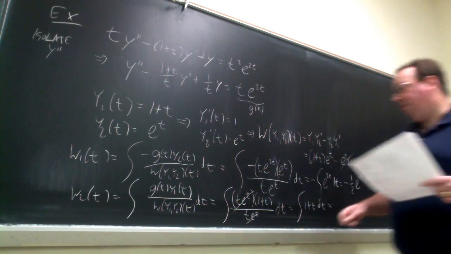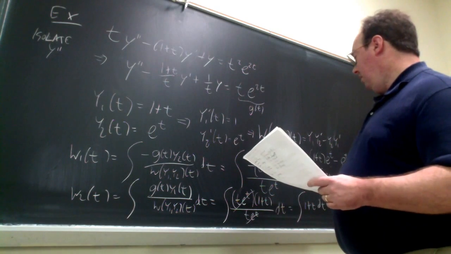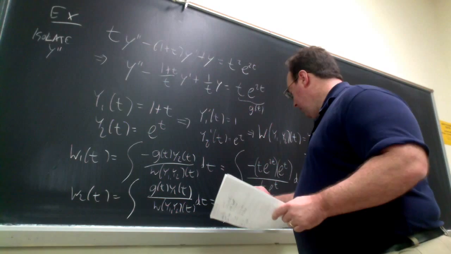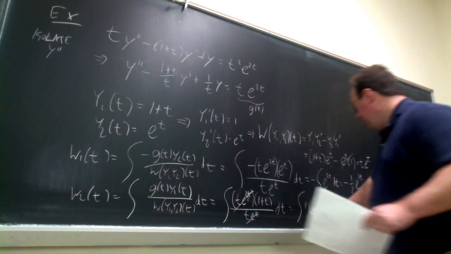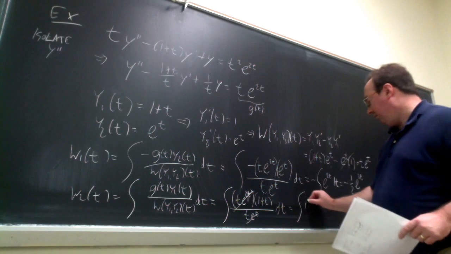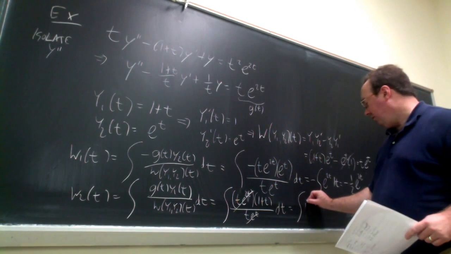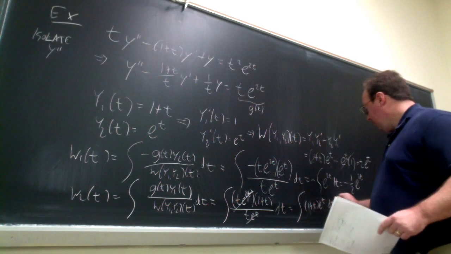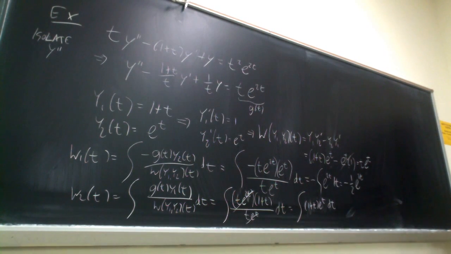Something. I have a question. Yeah, that should be, yeah, it's e to the 2t. Okay. So when it simplifies, one of the e to the t's cancels. We're still left, the t's cancel. So we just have 1 plus t times e to the t.